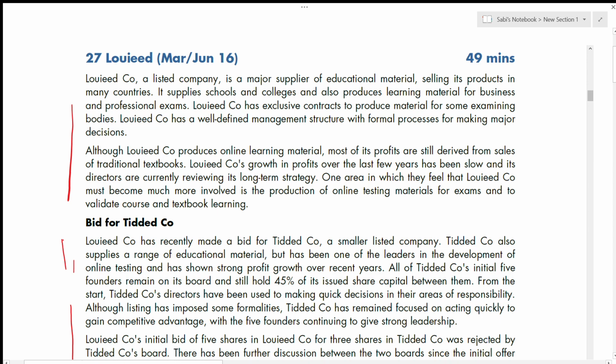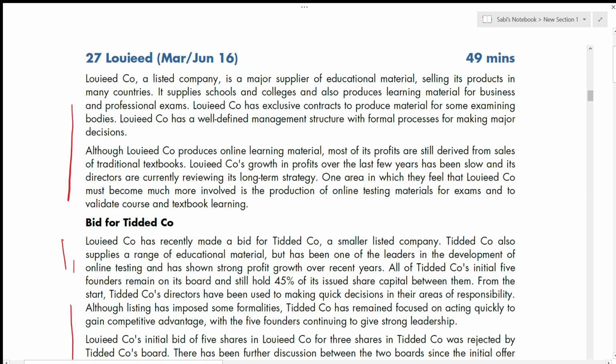So Louieed company is a listed company, right? It's a major supplier of what? Educational material, selling its product in many countries. It supplies schools and colleges and also produces learning material for business and professional exams. Looks easy, right? It's pretty easy from your first 3 lines. Louieed company has exclusive contracts to produce material for some examining bodies. They have a well-defined management structure with formal process for making major decisions.